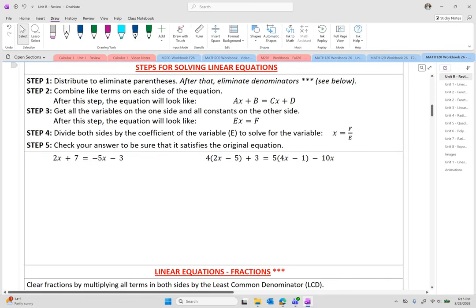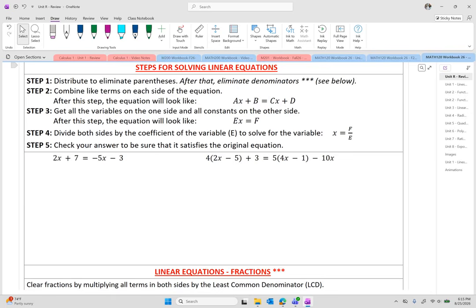If you found the correct answer, that answer will satisfy the original equation. So let's try this in the example on the left. I don't need to do step 1 because there are no parentheses to eliminate. And I don't need to do step 2 because there are no like terms on the left. 2x is not a like term with 7, and negative 5x is not a like term with negative 3.